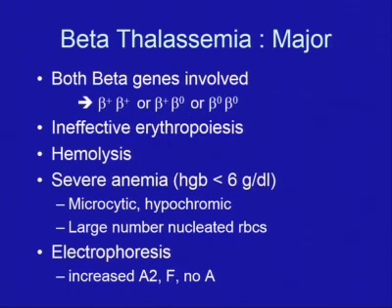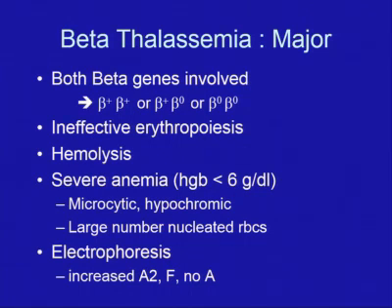In the more severe type of this disease, beta thal major, you've got two beta genes that each have a mutation, and it could be two mild mutations together or potentially two severe mutations together. Again, in the beta types, there is ineffective erythropoiesis. These patients will hemolyze, and there's usually a pretty severe anemia that tends to present by about a year of age, typically less than a hemoglobin of 6.